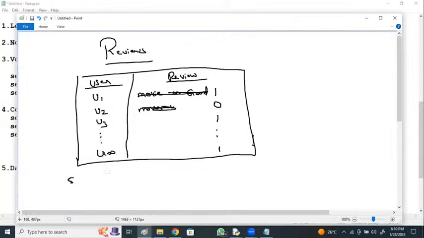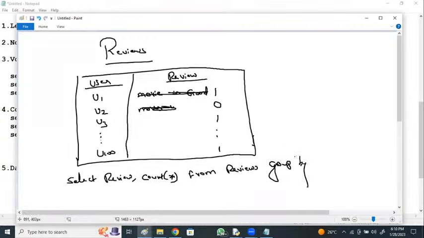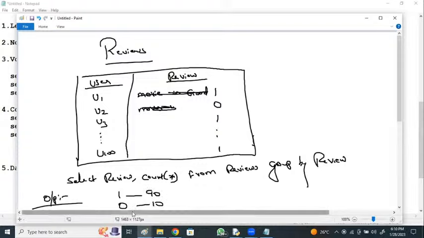Count aggregation. Select review, review-wise count from which table? Reviews table, group by review. What is the output? Zeros and ones. What is the count? Assume 90 people saying the movie is good, 10 people saying the movie is bad. This is the kind of structured data.